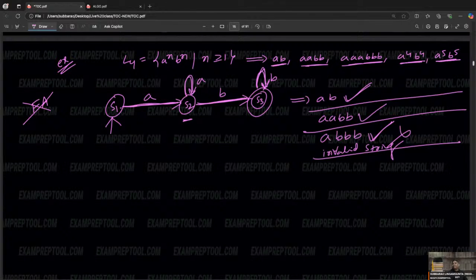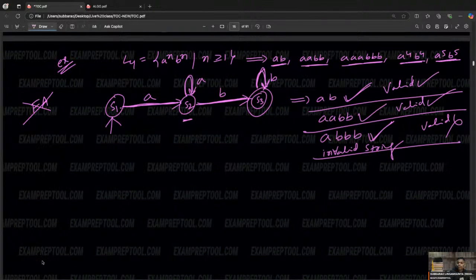A, B accepted. Double A, double B accepted. The single A, triple B also accepted, which is invalid. So valid strings accepting, no problem. Right? But it is not a valid string, and still you are accepting. So an invalid string you are accepting. That is the reason this automata is wrong.